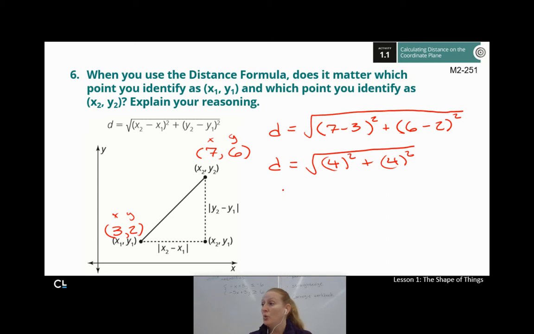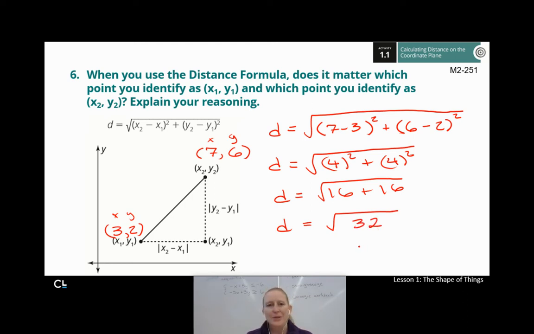Next up, I need to square, right? That's my next step, order of operations. I did my parentheses first, my PEMDAS, and now I'm going to do my exponents next. 4 squared is 16, plus 4 squared, which is 16. And what do we get here? I need my calculator. 16 plus 16 is 32.